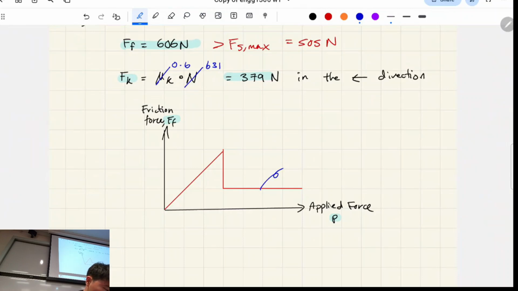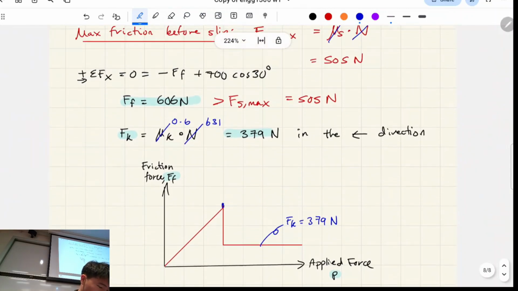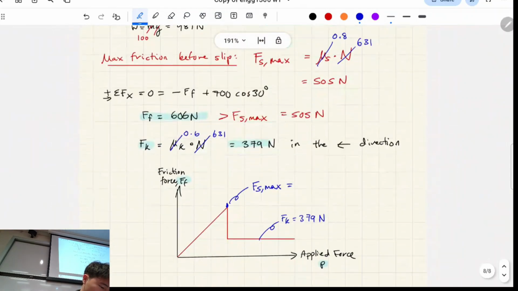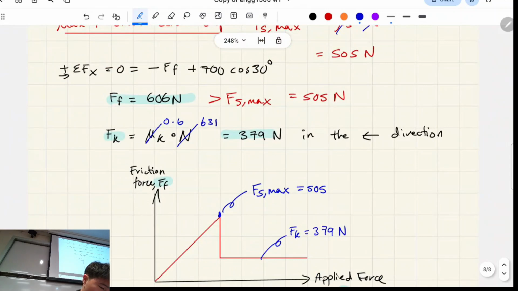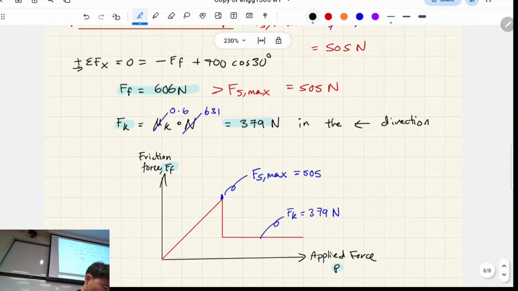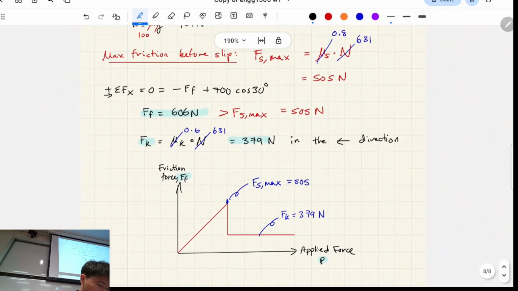So essentially what we calculated here at the end is this 379 newtons, right? So it's actually a flat 379 while it's moving, but before it moves it's kind of linear. You can linearly change, right? So here was Fx max, which was 505, right? And yeah, it's kind of how it works.